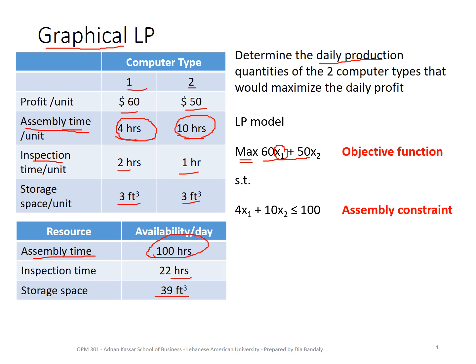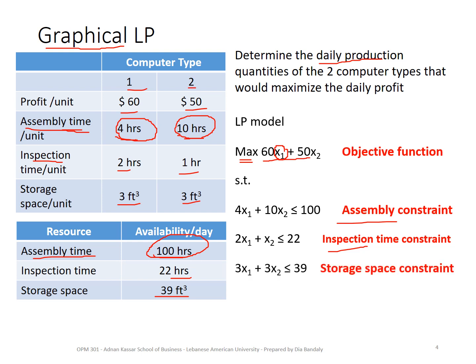I strongly advise you to pause the video and try to do the next two yourself. Okay, so let's do that. The next one will be 2x1 plus 1x2 less than or equal to 22. And here you can notice that I'm giving a name to my constraints. Is it necessary? Not necessary. However, it really helps to communicate with your colleagues or whoever. The third one is about the storage space. We need 3 for each one, so 3x1 plus 3x2 should not exceed the maximum quantity that we have, and we call it the storage space constraint.